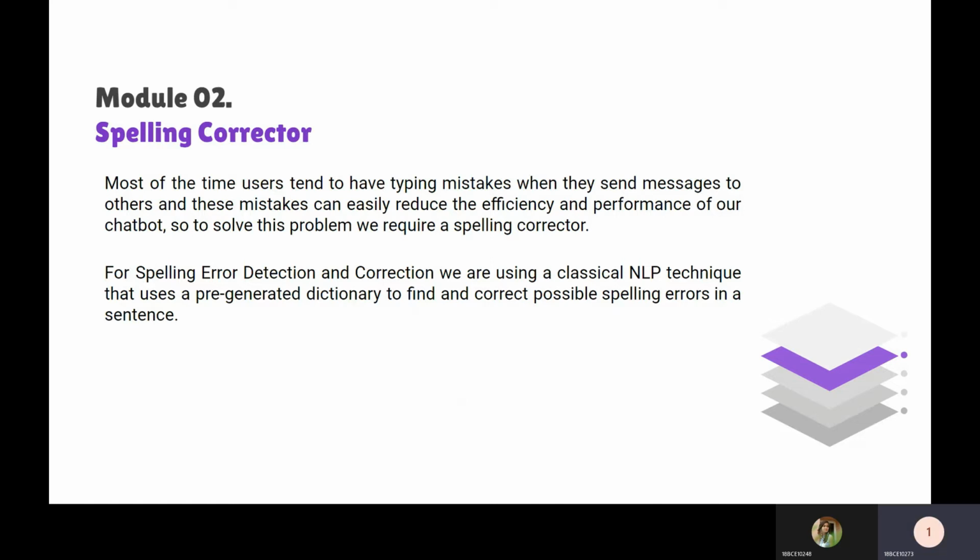So to solve this problem, we required a spelling corrector. For this spelling error detection and correction, we are using a classical NLP technique that uses a pre-generated dictionary to find and correct the possible spelling errors in a sentence. Only after correcting the sentence will we send the data to the chatbot engine, so that its performance could be improved.